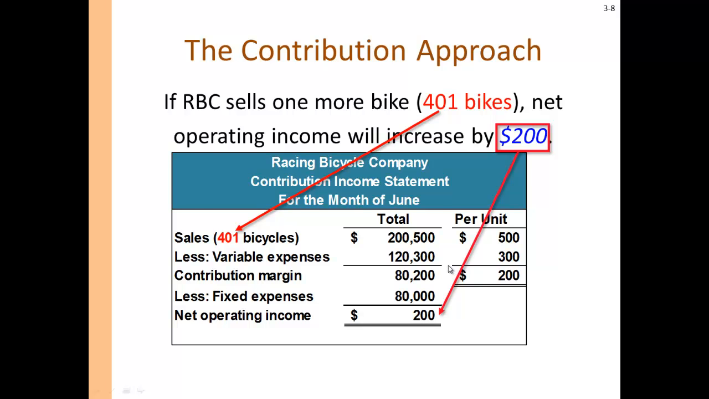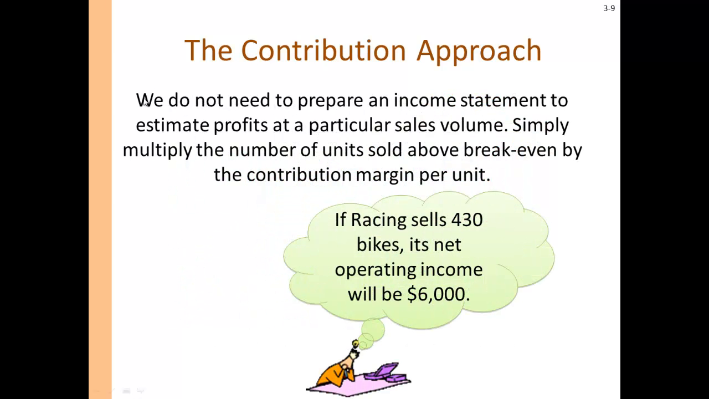We're going to do some practice after this. So we don't need to prepare an income statement to estimate profits at a particular sales volume. Simply multiply the number of units sold above break even by the contribution margin and we will get that. So if they sell 430 units and each unit contributes $200, break even was 400, so 30 units times 200 is $6,000 worth of profit.